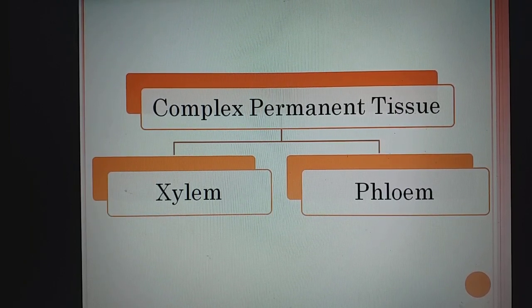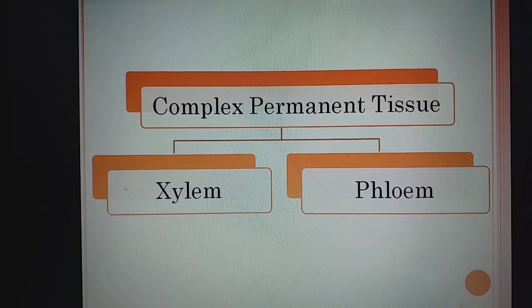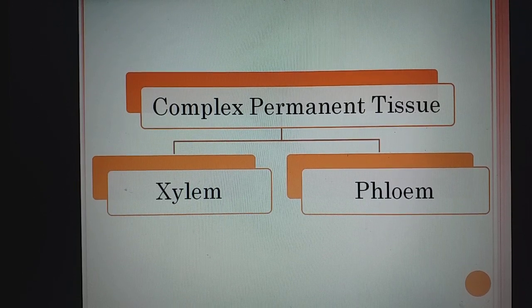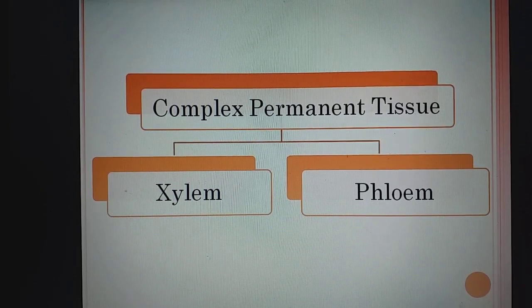So let's recall our memory before we start the new topic. We are doing plant tissue. Plant tissue is of two types. I think you must be remembering the types: meristematic tissue and permanent tissue. Meristematic tissue we have already done. Now we have to do the permanent tissue.